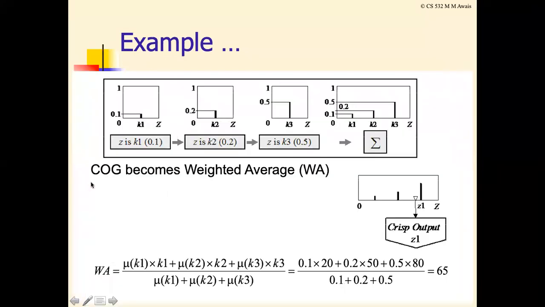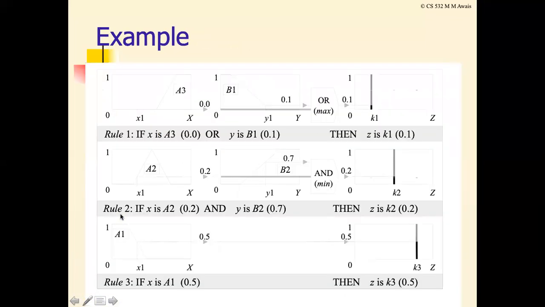So this is an example of Sugeno's model, and you have three rules here, as I've just explained: R1, R2, and R3, and the output is K1, K2, and K3. The first rule has an OR operator, the second rule has an AND operator, and the third rule has a single antecedent. The value in the bracket is the membership value that you have determined from their membership functions respectively.